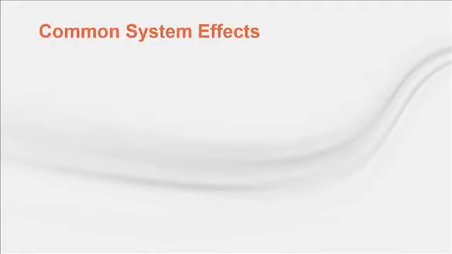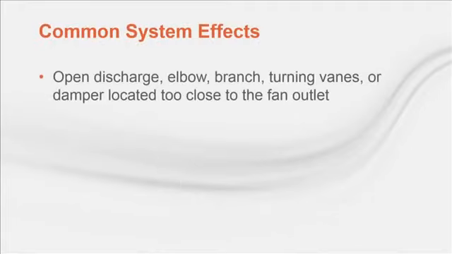So let's discuss some common system effects. If an open discharge, an elbow, a branch, turning vanes, or a damper is located too close to the fan outlet, this effect should be accounted for during fan selection. A good rule of thumb is to ensure these components are at least 3 fan diameters downstream.